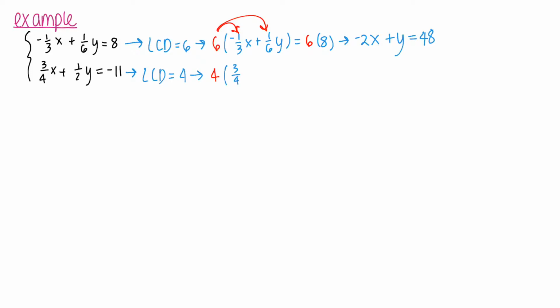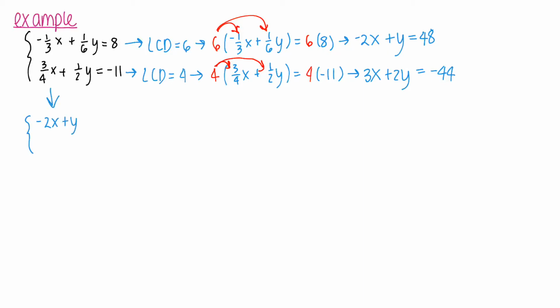So 3/4 x plus 1/2 y, and then 4 and negative 11. Just like we did with the 6, we are going to distribute. When you distribute it to the 3/4, the 4's just cancel and you just get 3x. And then 4 times 1/2 will be 2, so plus 2y is equal to negative 44. So our new system is negative 2x plus y equals 48, and 3x plus 2y equals negative 44.